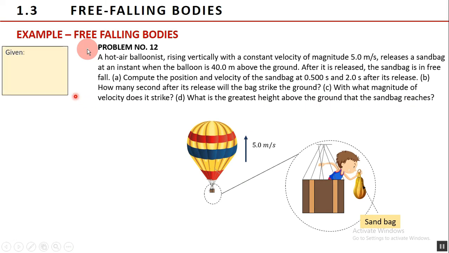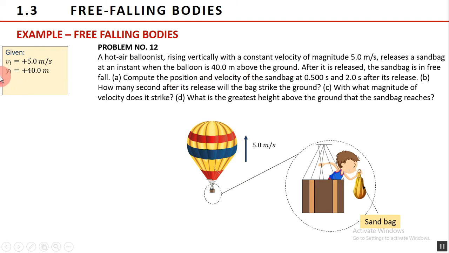Now let us establish the given information. Although the balloonist only releases the sandbag, we do not set the initial velocity of the sandbag to 0. Instead, the sandbag's initial velocity is positive 5 meters per second, since the hot air balloon is also rising at this speed. Now instead of assigning initial position to 0, we set it as 40 meters above the ground.